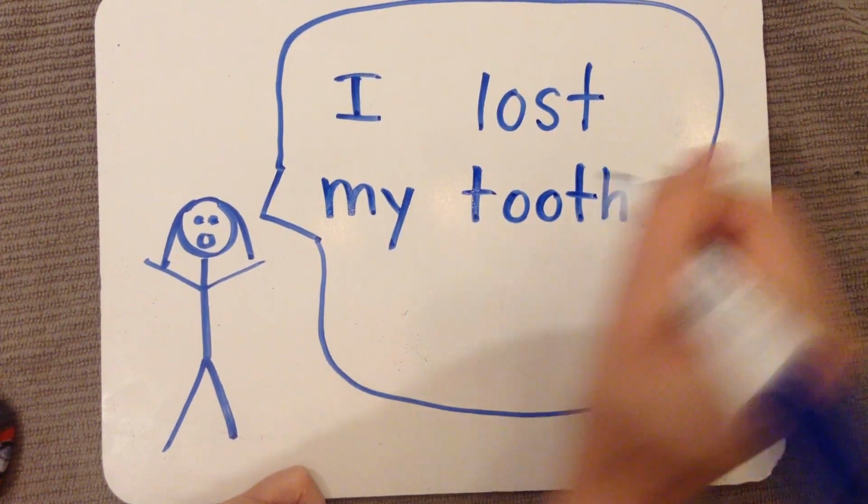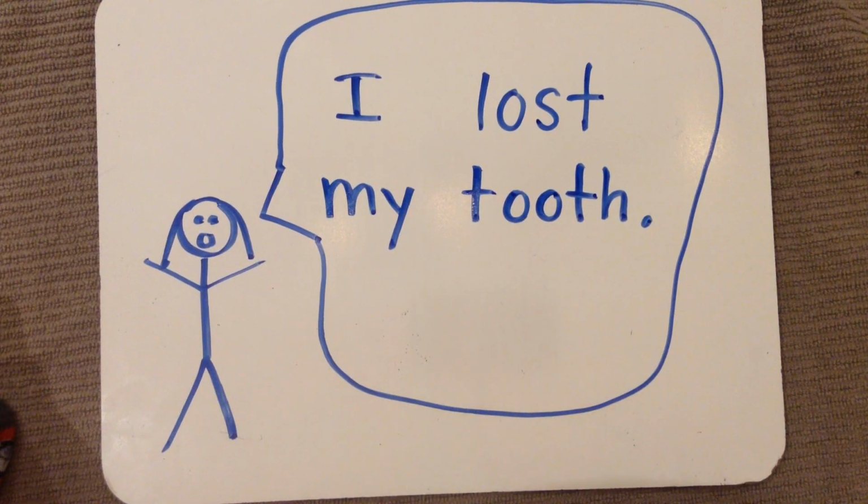Notice that it ends with a period. This is a statement. Sophia is sharing information with us. She's not asking for anyone to answer anything. She's simply telling us something exciting going on in her life. She says, I lost my tooth. Thanks for sharing that with us, Sophia.